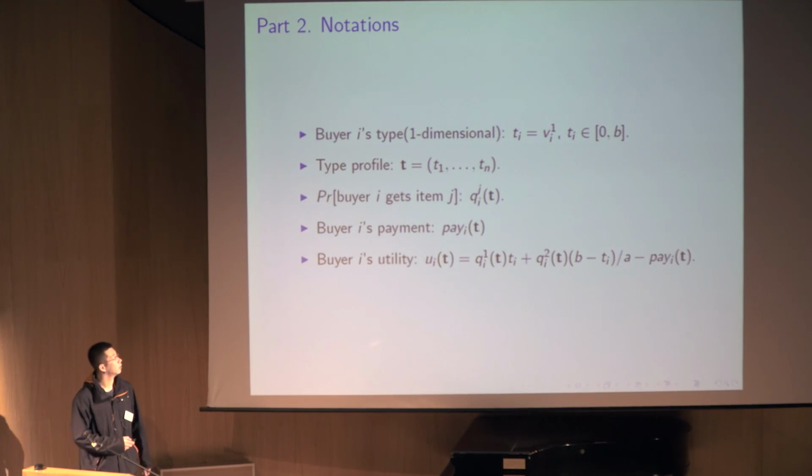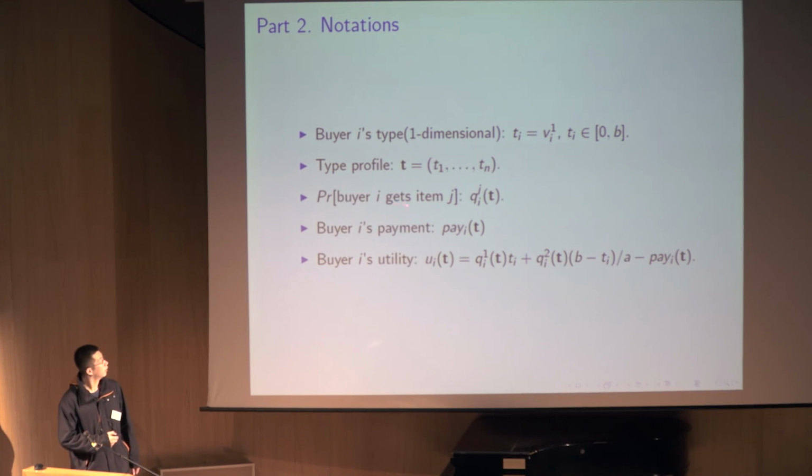Here are the notations. We use one-dimensional type t_i to denote the buyer's type, and vector t to denote the type profile. The probability of buyer i getting item j is q_ij, p_i is the payment, and u_i is the utility.